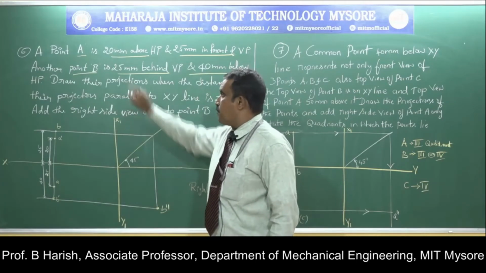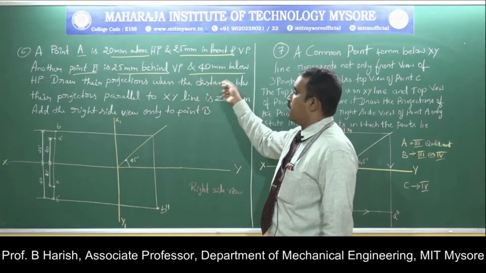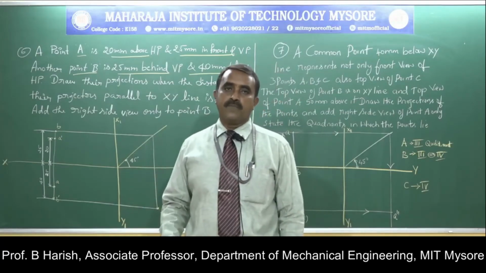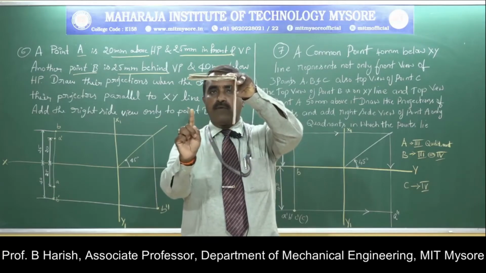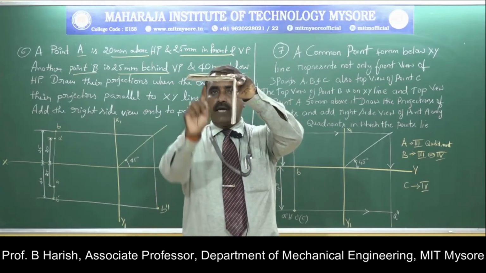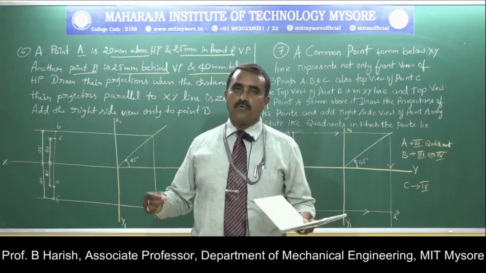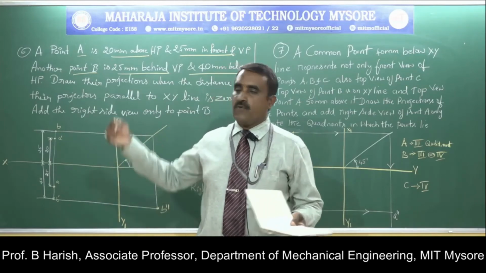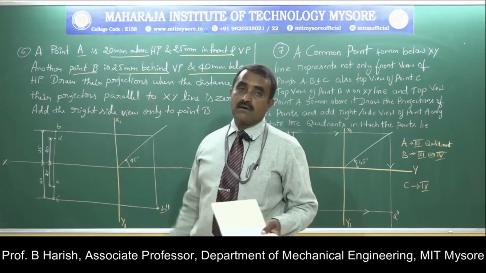Then come to the other point. Point B is 25 mm behind VP and 40 mm below HP. So it is behind VP and below HP, which means the point is in the third quadrant. So once you analyze in which quadrant it lies, the first point is in the first quadrant, and the second point is in the third quadrant.